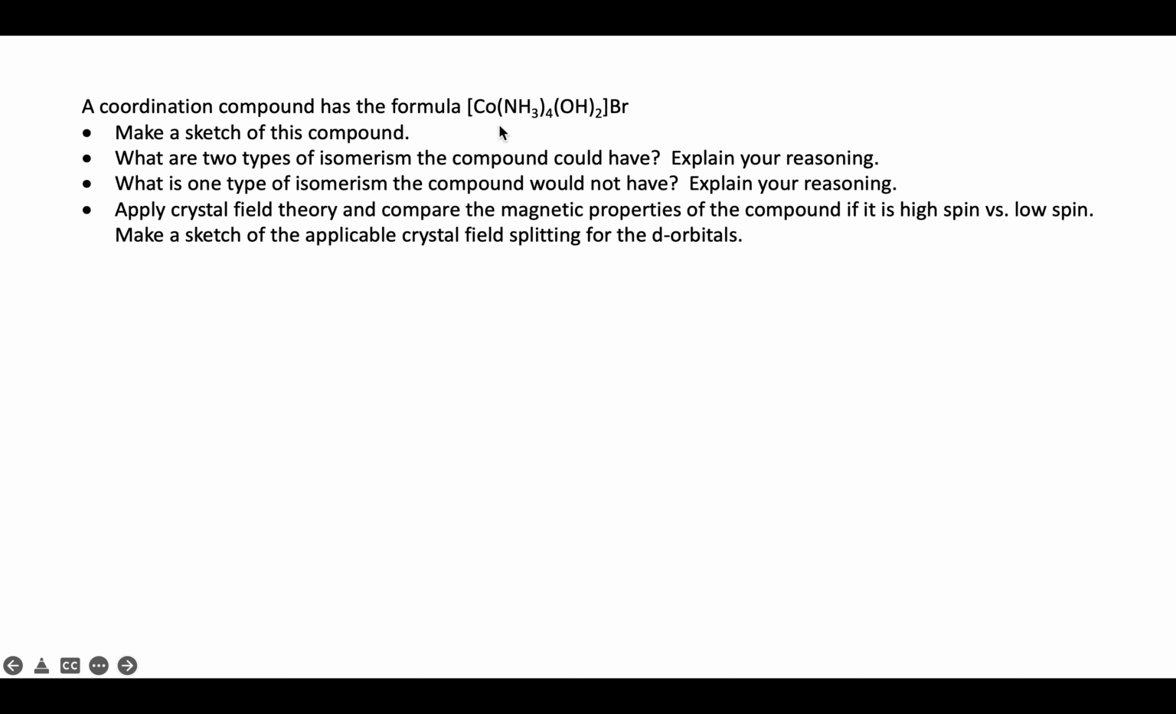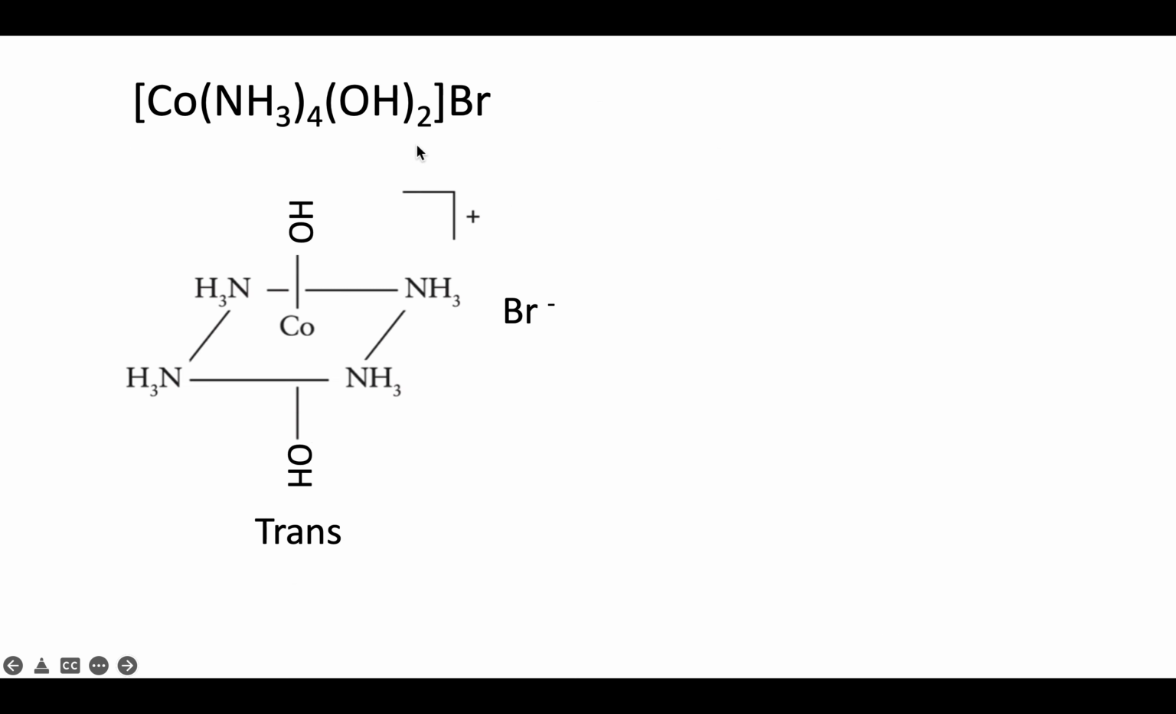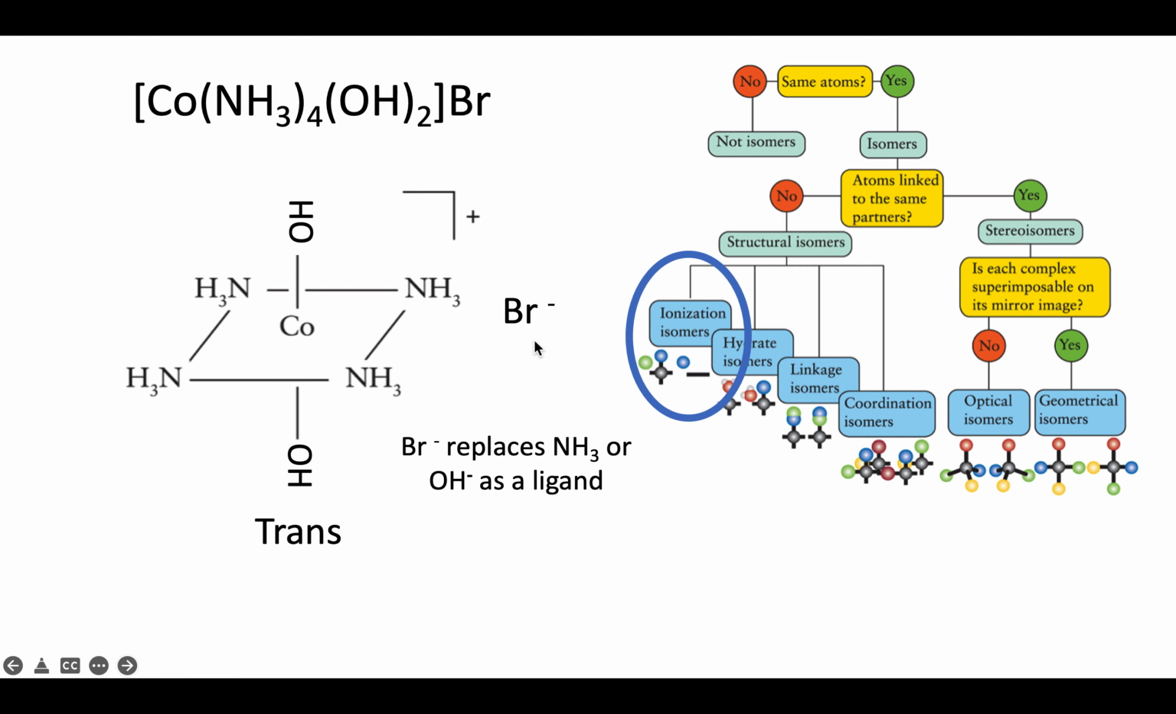As an example of a complex ion here, this would be taking the formula and making a picture for what's being described. I've shown it here in a trans geometry with the OH ligands across from each other. Within the coordination sphere itself, we have 4 ammonias, 2 of the hydroxides, and then outside of the sphere, the counterion, which would be the bromide.